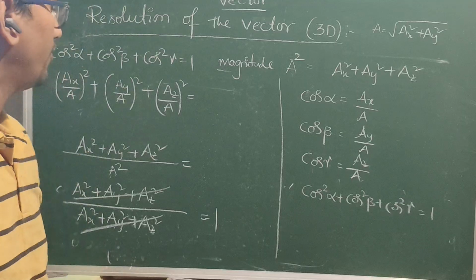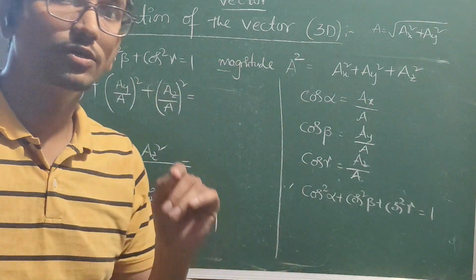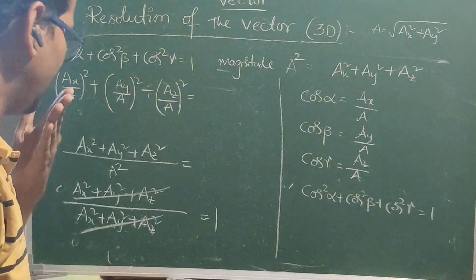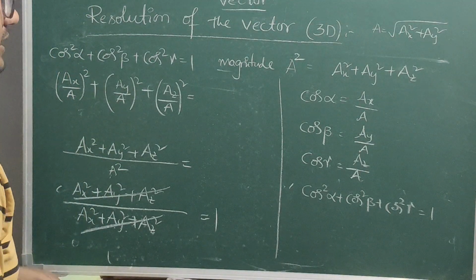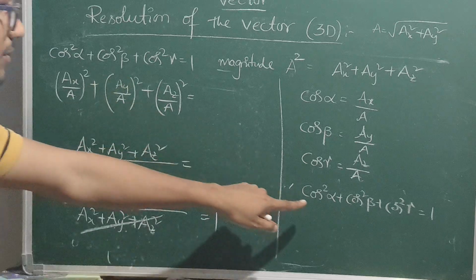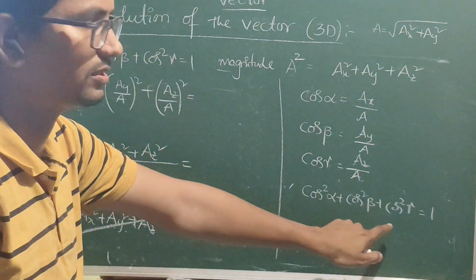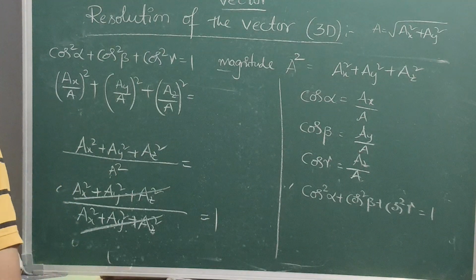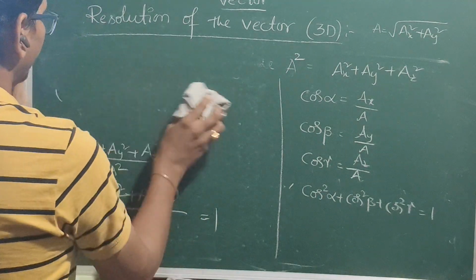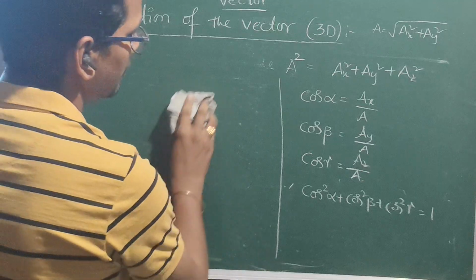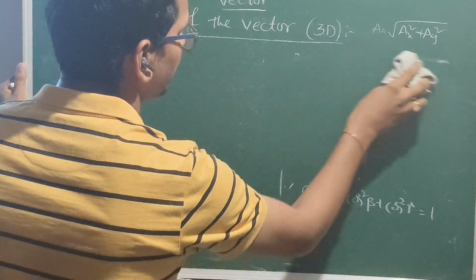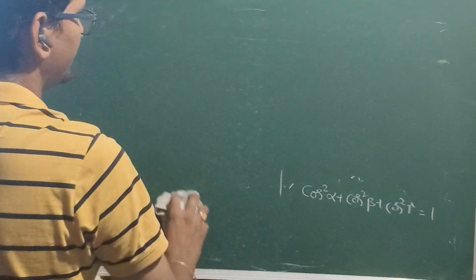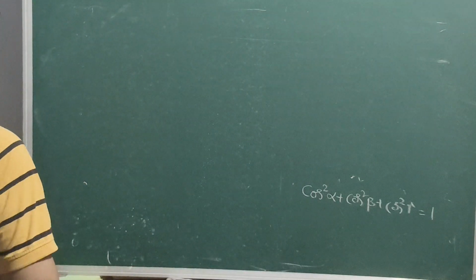From this, one of the important questions is also asked in IIT and NEET level examinations. We will discuss that question also. You can remember this value: cos square alpha plus cos square beta plus cos square gamma is equal to 1. Sometimes it is asked as an important question.